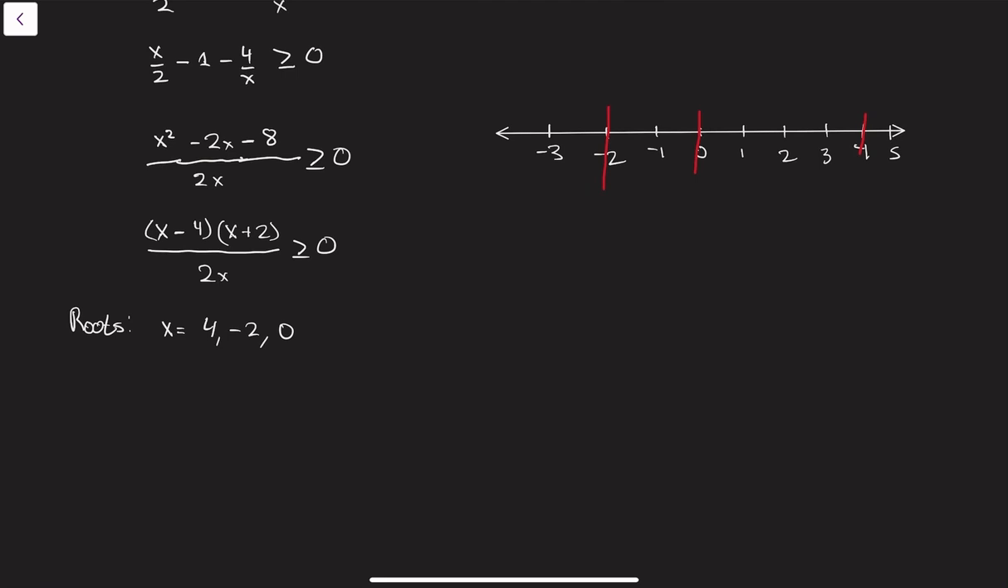So now we're going to analyze case by case. So we'll have case 1, case 2, case 3, case 4. Great. So case 1, when everything is less than negative 2, let's use a test value of negative 3. x is equal to negative 3. I feel like that's a good value to start with.